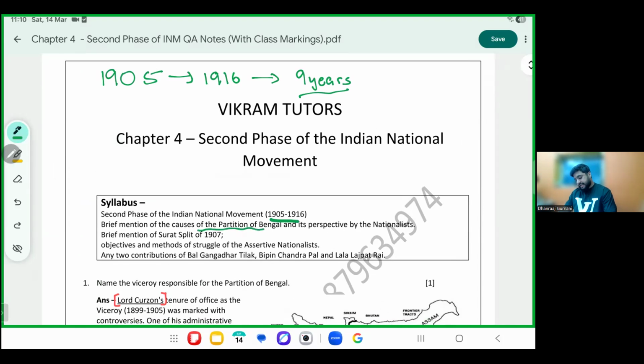This phase created something very important. Number one, partition of Bengal. This phase also created something important, the Surat split. This phase introduced a new type of leaders called the assertive nationalists. And we speak about three leaders in detail: Bal Gangadhar Tilak, Bipin Chandra Pal, and Lala Lajpat Rai.